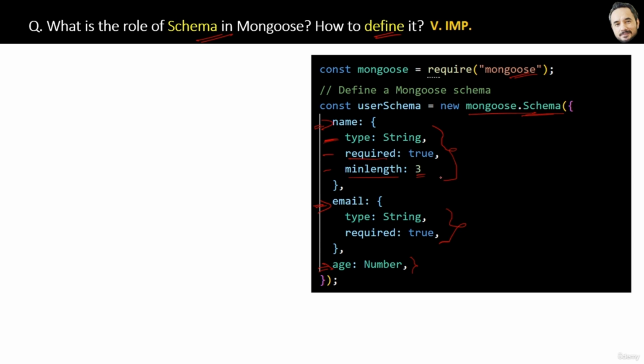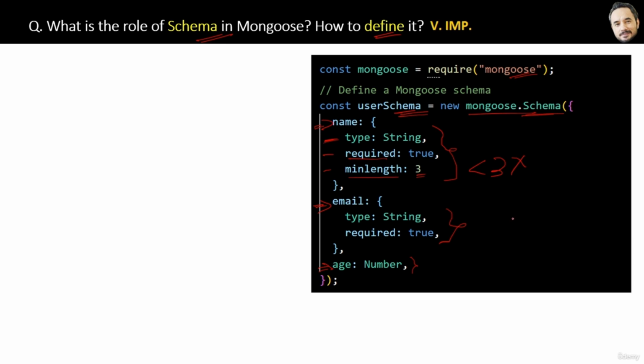The purpose of these properties is, if you use this user schema to create some user document in a user collection, then you cannot enter a name with less than 3 characters. That is the meaning of this minimum length property here. That will not be accepted, less than 3 characters. Great, the schema is ready, or you can say the structure is ready in the form of this user schema object. Now, wherever you use this user schema object, this structure and validation will be applied there.